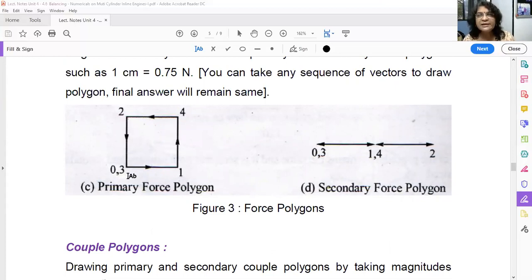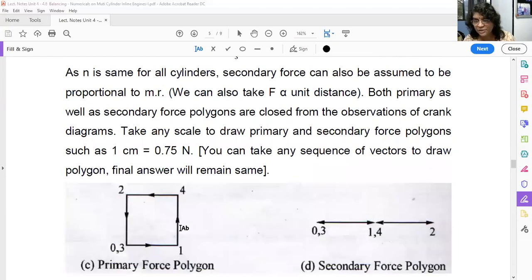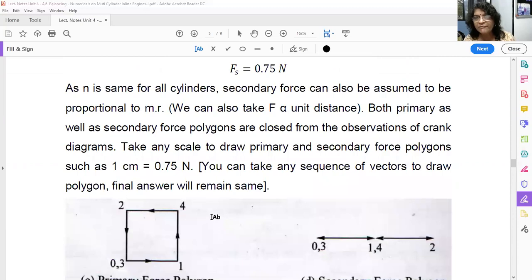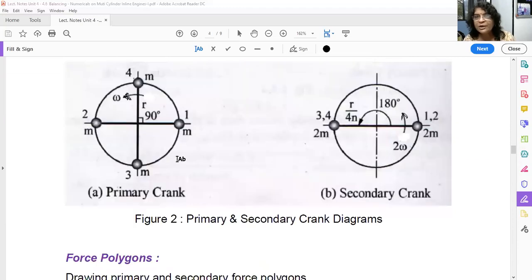So let us see here. Always take a pole, that is O here. Now we have taken a sequence here from 0 to 1, at 0 degree. To draw this primary force polygon, we have to take reference of the primary crank diagram. Let us say we take the sequence 1, 4, 2, 3. You can take any sequence; your diagram will be different, but your final answer will remain the same. What is your final answer? You will get a closed primary force polygon, and even a closed secondary polygon.